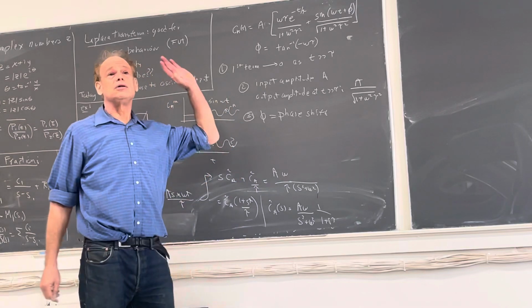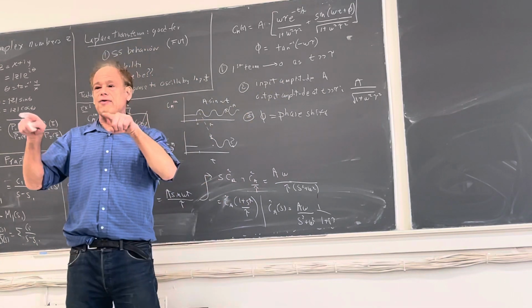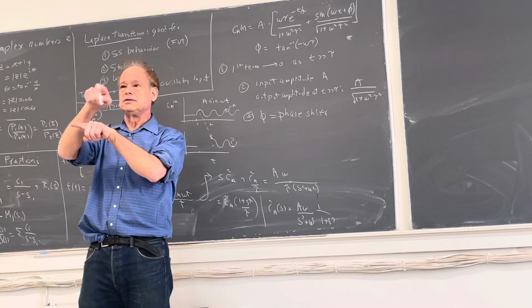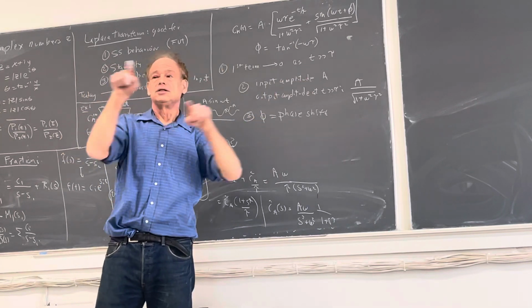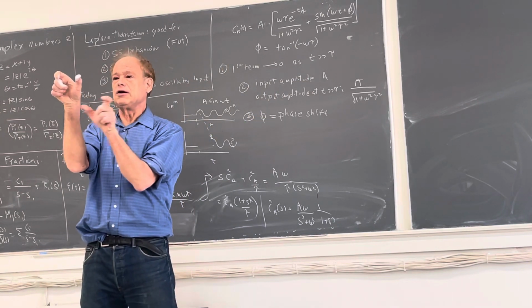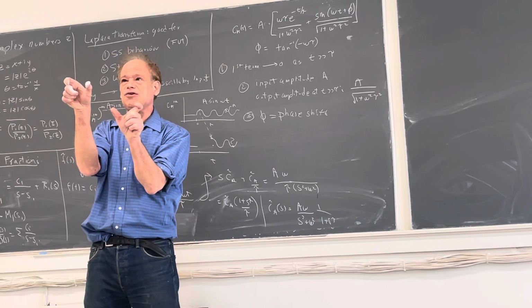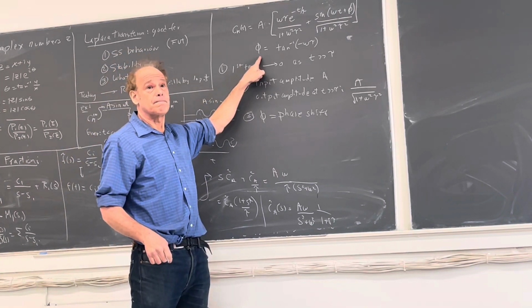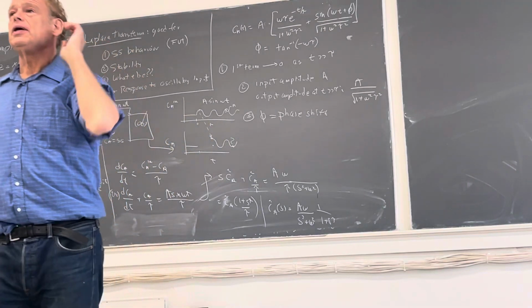That is, if I look long after t is much greater than tau, they're out of phase. So the input is oscillating like this, but the output is oscillating later with a different phase. So it's the same oscillation, but shifted over. The output is shifted over, and the amount it's shifted over in radians is phi. Is that clear?